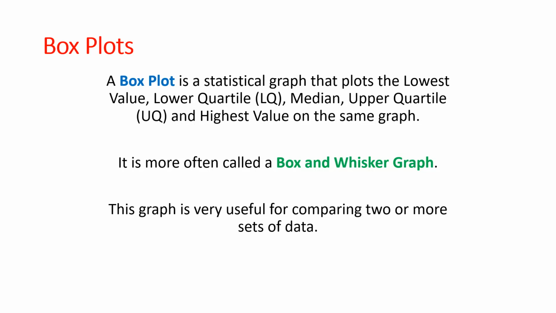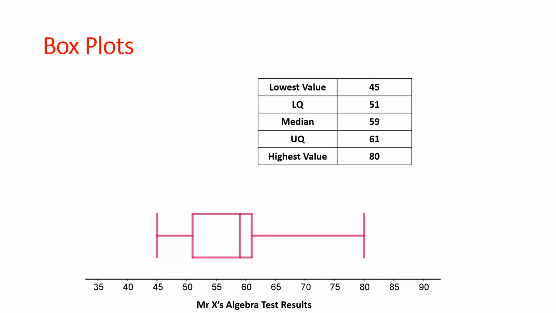A box plot is a statistical graph that plots the following statistics: the lowest value, the lower quartile, the median, the upper quartile, and the highest value, all on the same graph. They're very commonly called box and whisker graphs. And they are also very useful when we're comparing two or more sets of data at the same time. Here's an example of a box plot. In this example, we've got Mr. X's algebra test results.